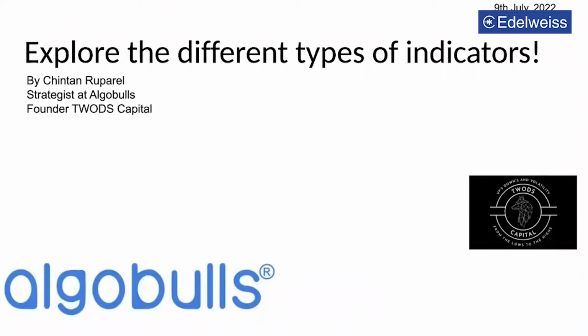Yeah. So hi guys. Today we'll be exploring the different types of technical indicators. We'll focus on two main indicators, which are RSI and Bollinger Bands. So we'll move forward.